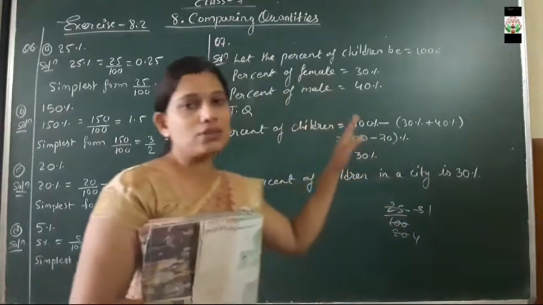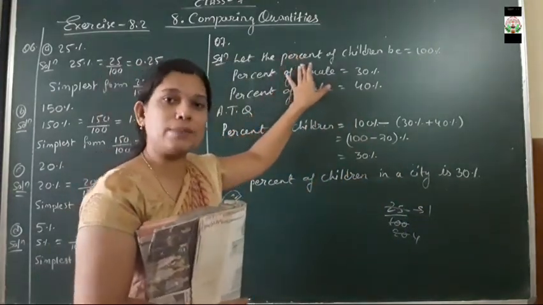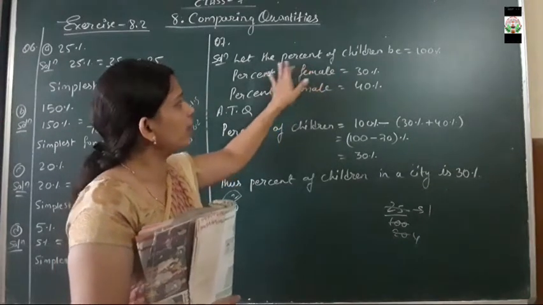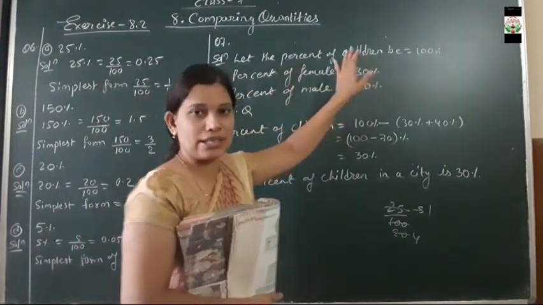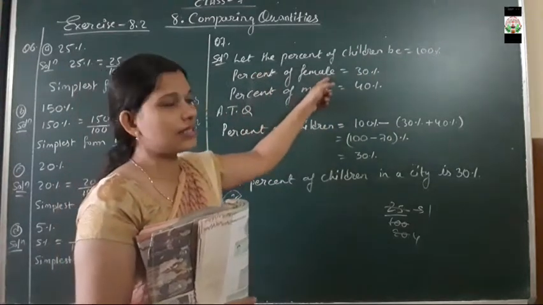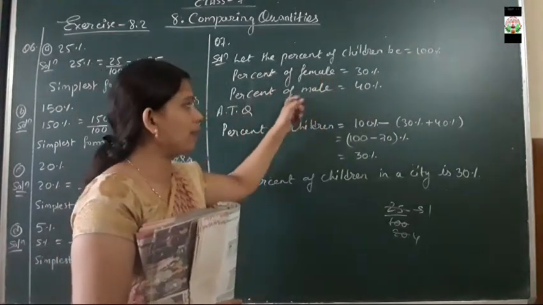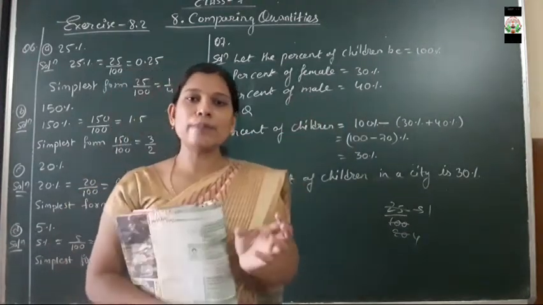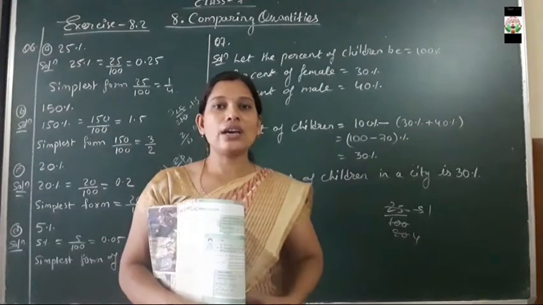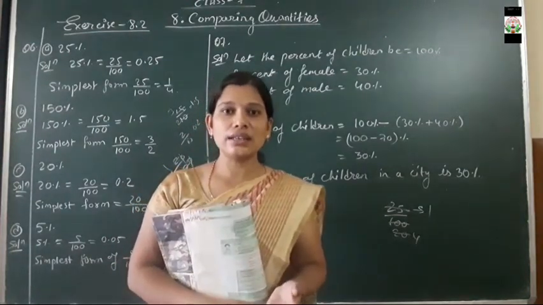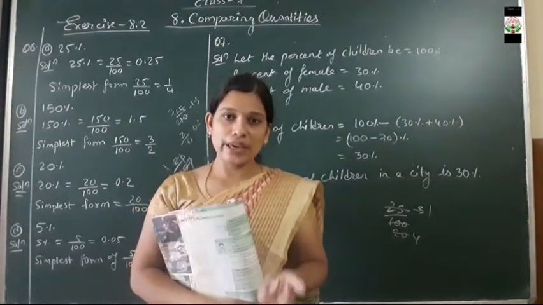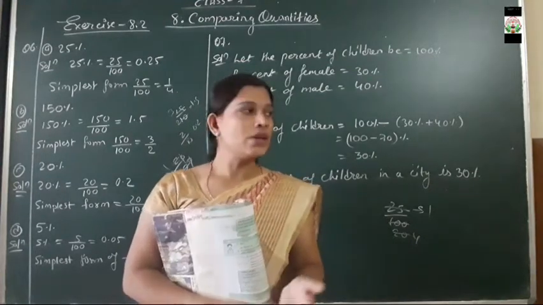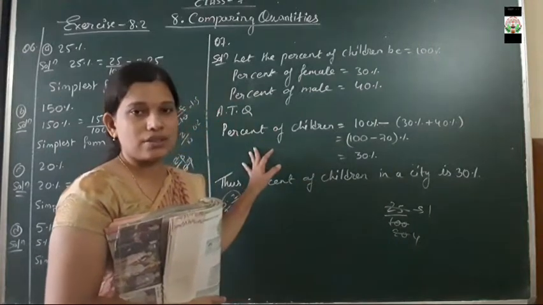So let the percent of the children be 100. As we know that the percent is being considered in the form of 100 itself, isn't it? So let the percent of children be 100%. As we know that the percent of females is 30% given in the question, percent of male is given as 40%. Now according to the question we know that 100% is the children. We are considering that. जैसे हम कंसिडर करते हैं ना, let the percent of children be x, ठीक उसी तरह परसेंटेज में 100% कंसिडर कर सकते हैं. So we had considered the percent of children as 100%.